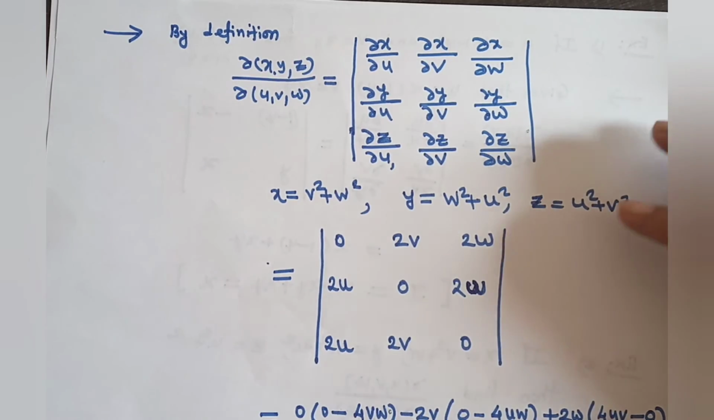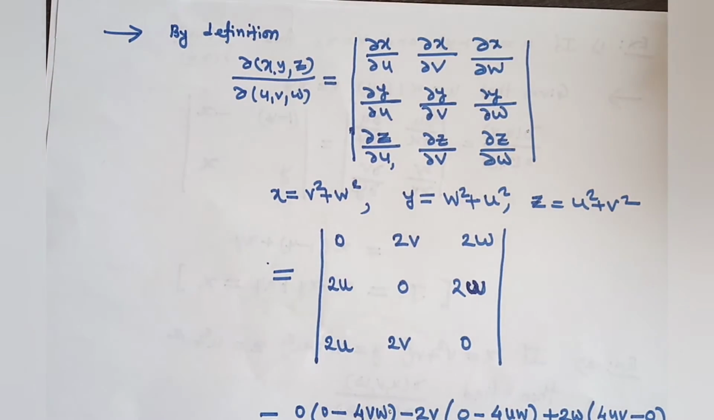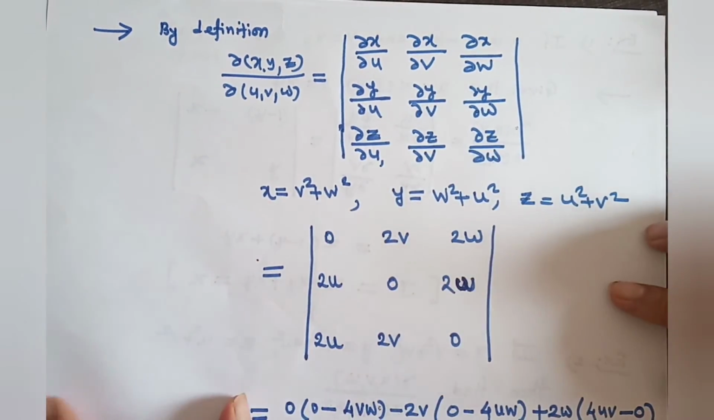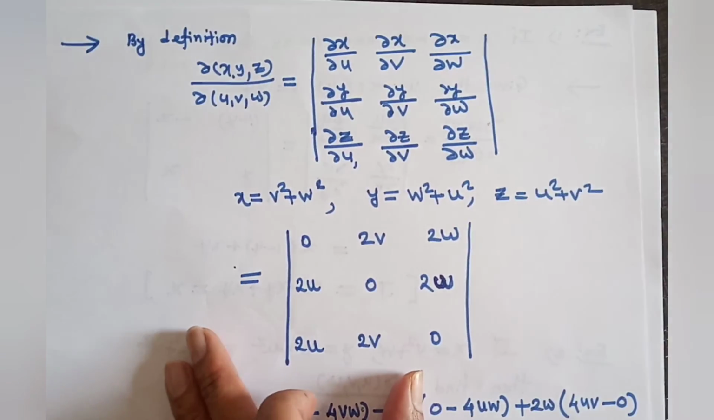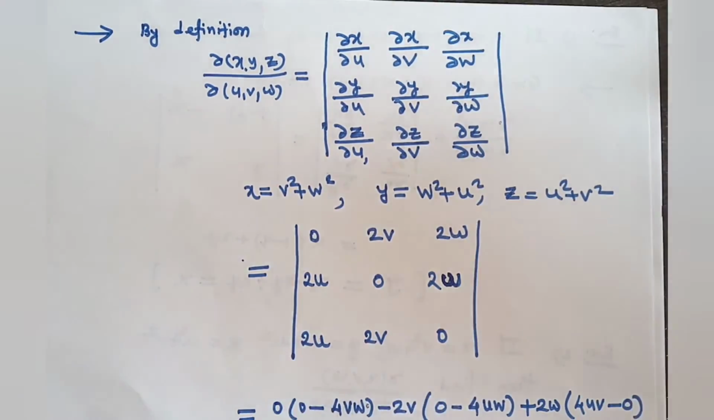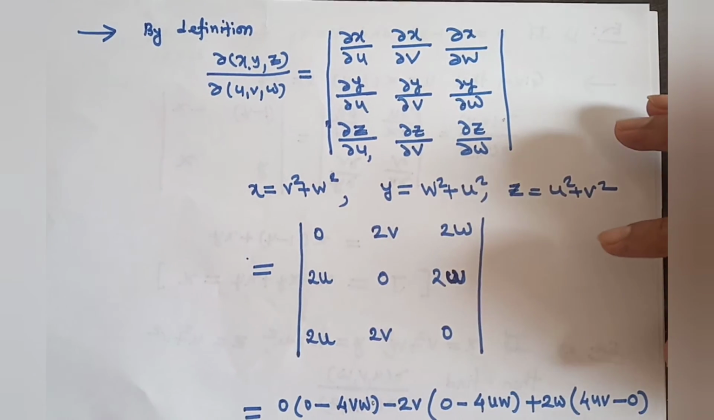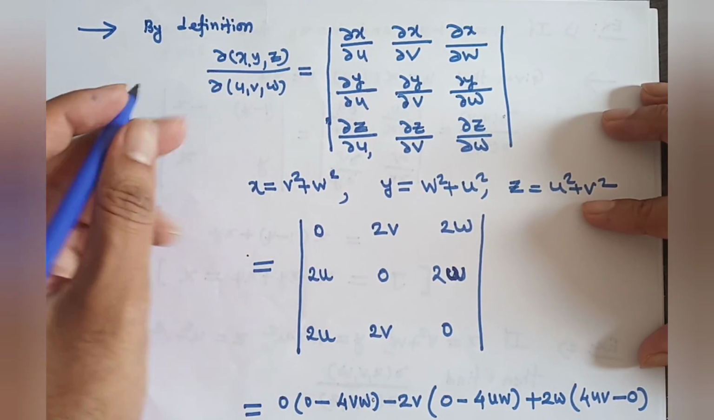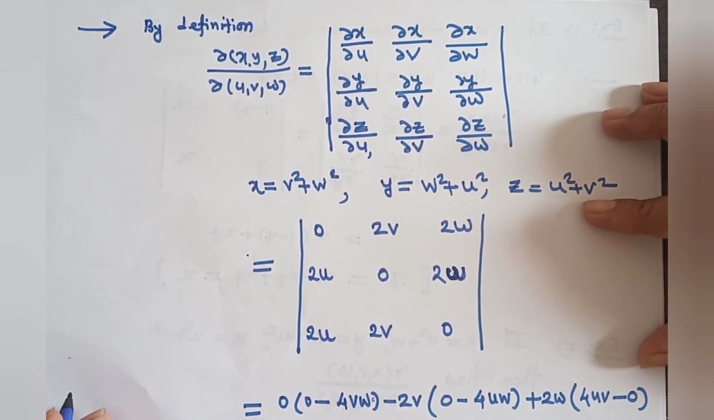So the value of the Jacobian is 16uvw. But we want to calculate the Jacobian of u, v, w with respect to x, y and z. What did we calculate? Just we have calculated the Jacobian of x, y, z with respect to u, v, w.